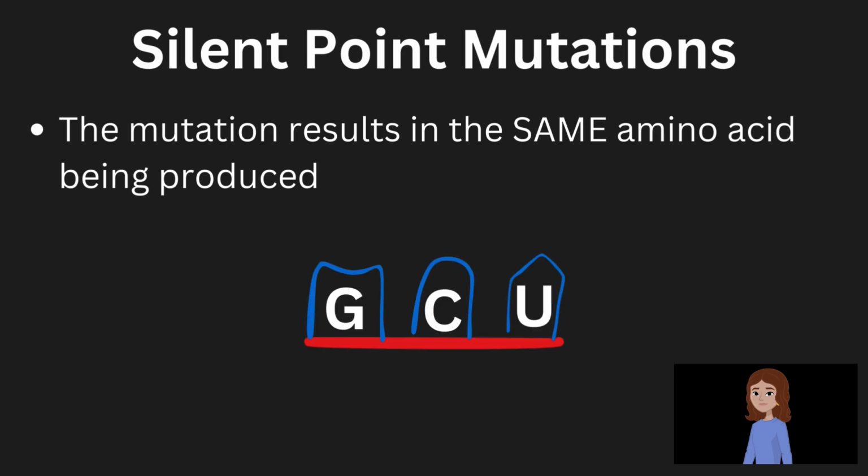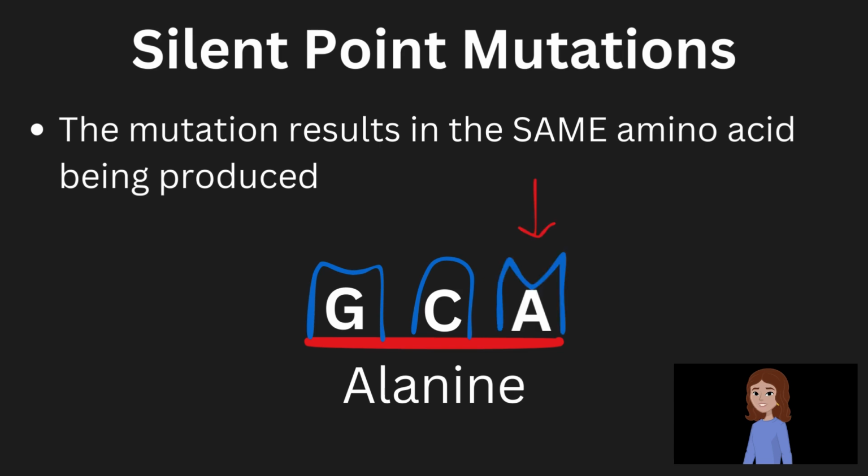Let's take GCU, or alanine, for example. If a mutation were to occur where it switches the third nucleotide to an A, making GCA, the resulting amino acid would still in fact be alanine. If it were still alanine, the mutation wouldn't have any effect whatsoever on the resulting protein, which is why it's called a silent mutation. This one is pretty straightforward.